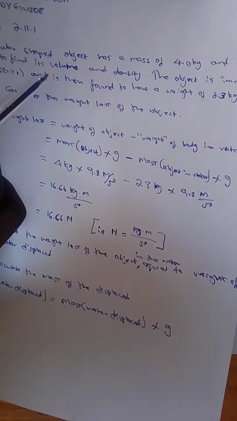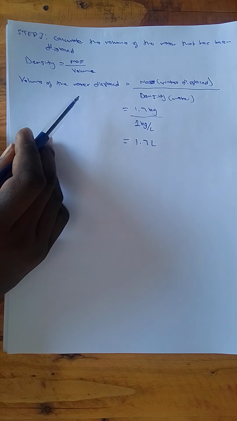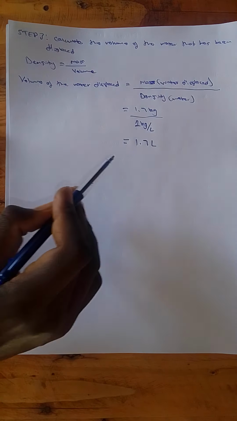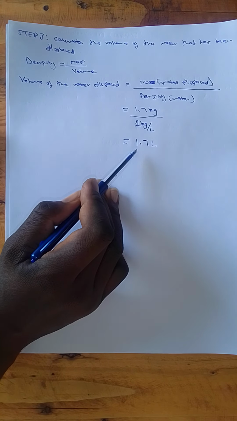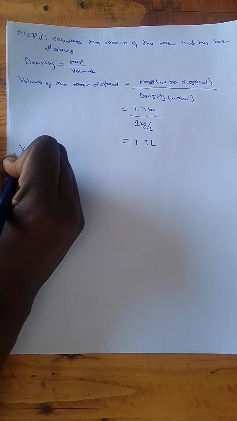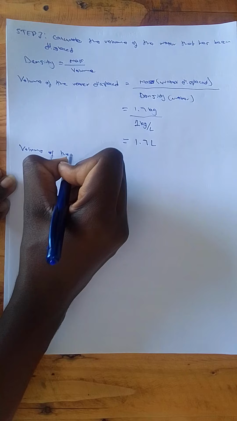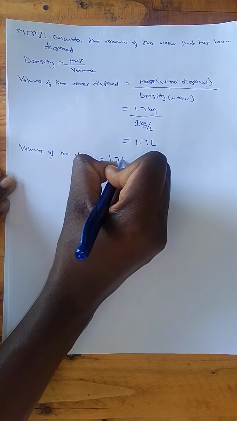Let me bring back the question so we can see it. They say they want the volume and the density of the object, but now we have calculated the volume of the water that has been displaced. So we're going to use yet another principle that we know. We know full well that the volume of the object is equal to 1.7 liters.